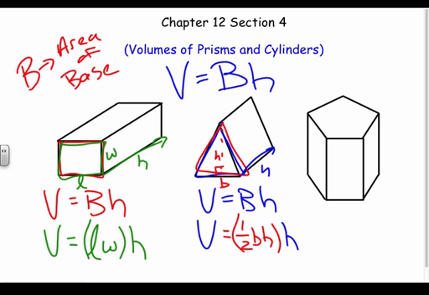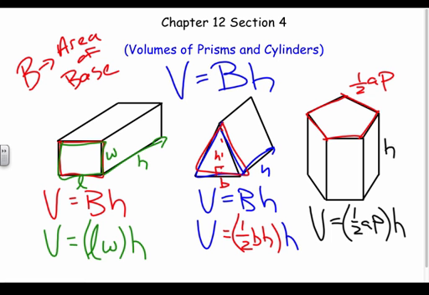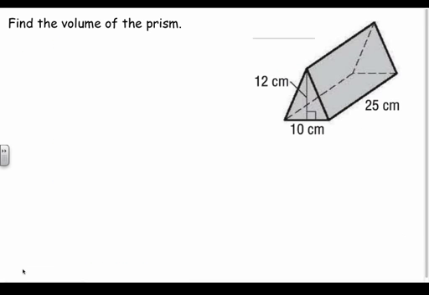Okay, even for like a pentagonal prism, well, the pentagon is my base shape. Well, how do I find the area of a pentagon? 1/2 times apothem times perimeter. So if I wanted to find the volume of this entire prism, I would have to take the area of the base, which is 1/2 times apothem times perimeter, and then times the height of that prism. Okay, so it just depends on what your base shape is. And obviously for a cylinder, it's a circle, and we'll get to that. So just a couple examples here.